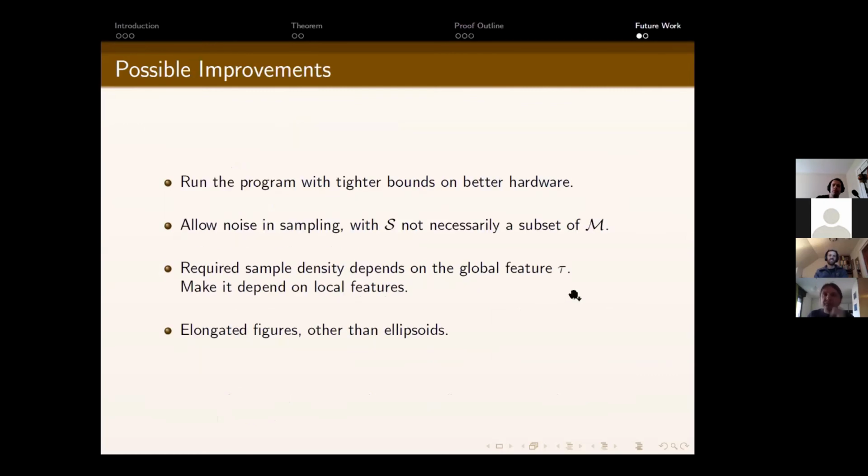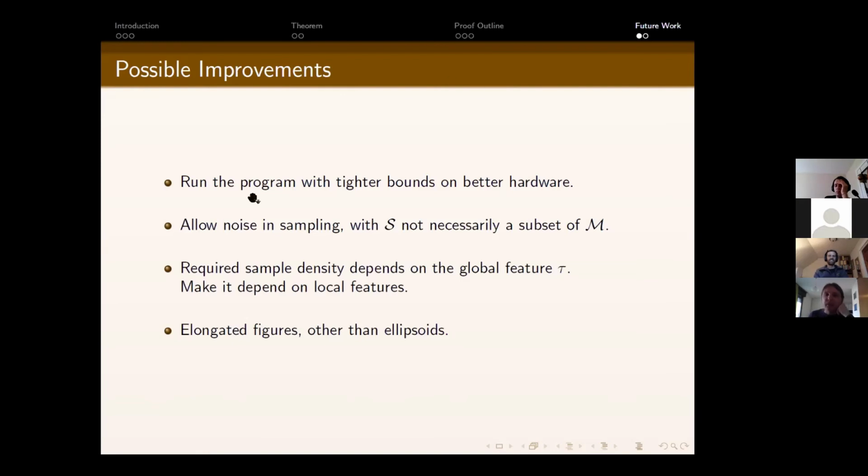Anyway, here is something about possible future work, the improvements that one can do. First of all, obviously, run the program with a tighter bound and better hardware. What I showed you was the version of the theorem from the latest program we ran before we decided, good enough, let's submit the paper. But of course, in time one can improve this.